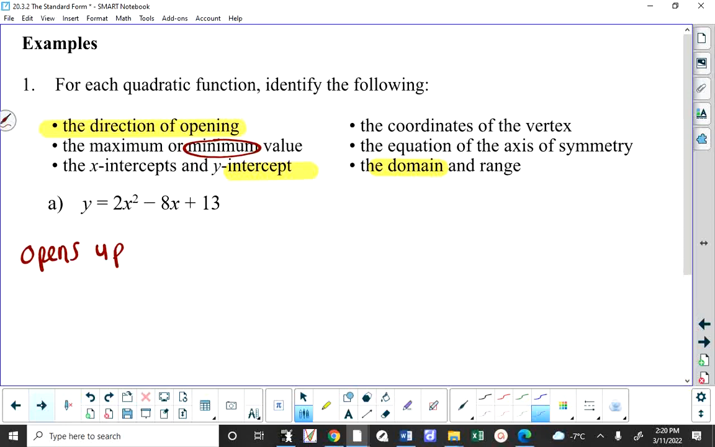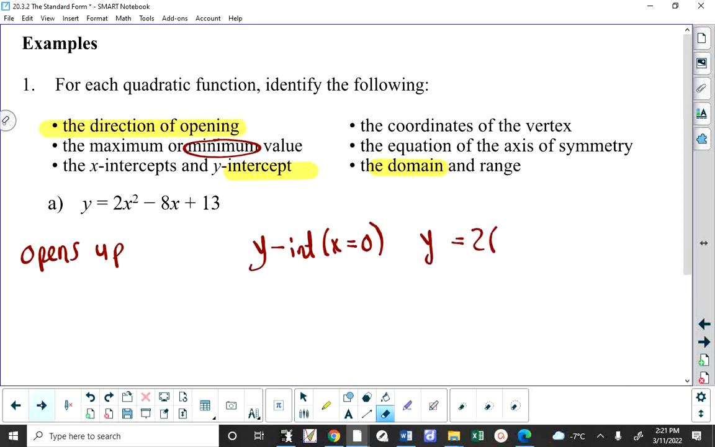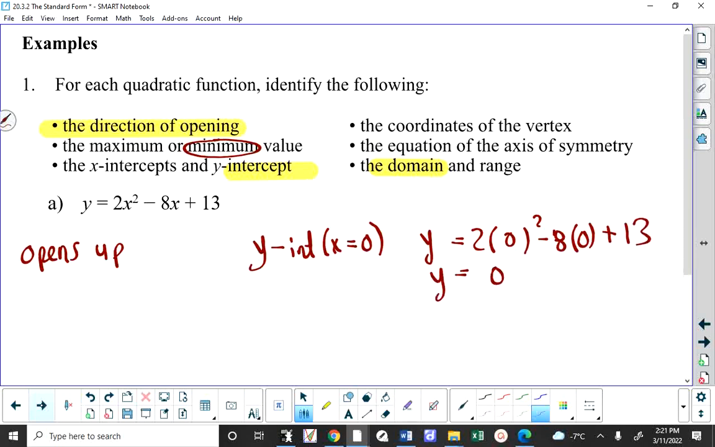The y-intercept, we can find right now by putting 0 in for x. Let's look at what happens. Y-intercept, this is where x equals 0. We talked about this yesterday. That means y will be equal to 2 times 0 squared, minus 8 times 0 plus 13, which is 0 minus 0 plus 13, which is 13.